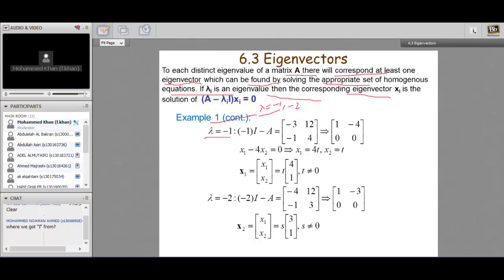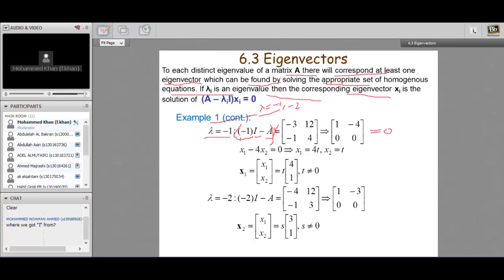first, we can find the eigenvector. We apply the formula of the eigenvector, which we can write as lambda I minus A into x is equal to 0. Here he does not write x, but in my face-to-face class I write lambda I minus A into x is equal to 0.